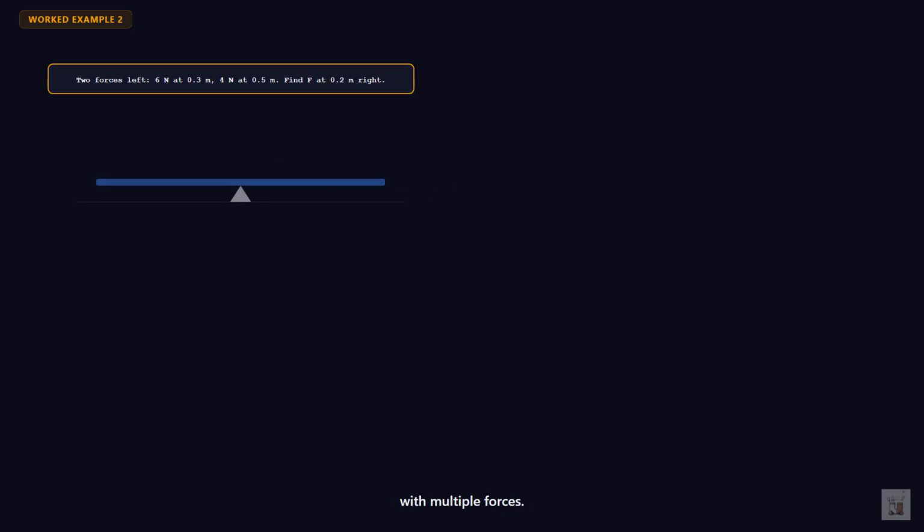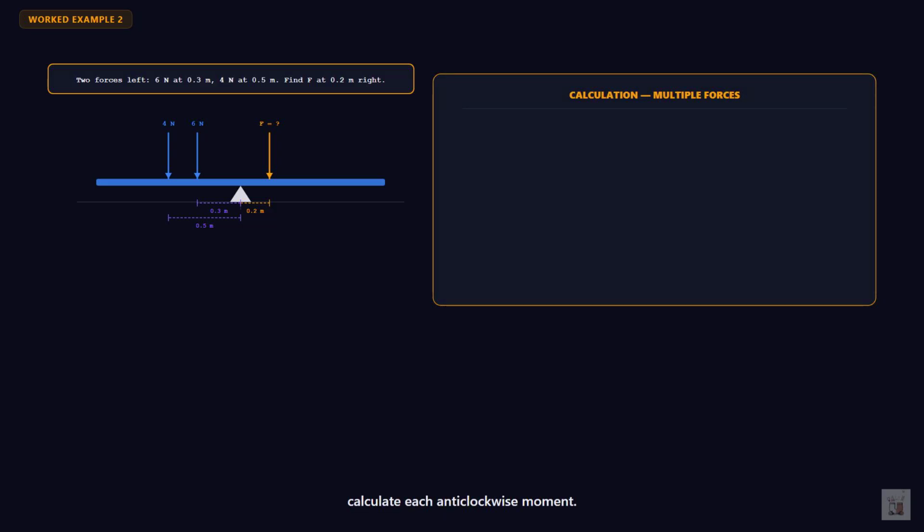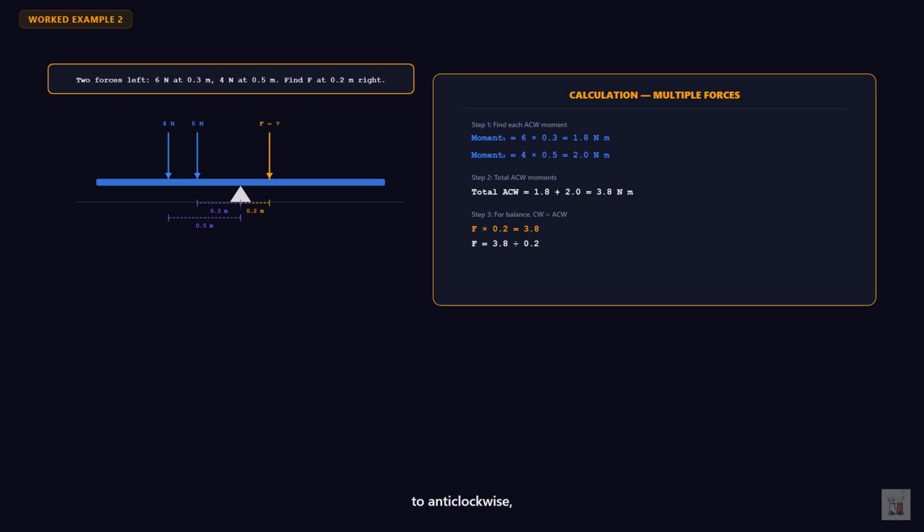Now a harder problem with multiple forces. On the left, we have 6 newtons at 0.3 meters and 4 newtons at 0.5 meters from the pivot. On the right, an unknown force F acts at 0.2 meters. First, calculate each anticlockwise moment. 6 times 0.3 is 1.8, and 4 times 0.5 is 2.0. The total anticlockwise moment is 3.8 Newton meters. Setting clockwise equal to anticlockwise, F times 0.2 equals 3.8. So F equals 19 newtons.